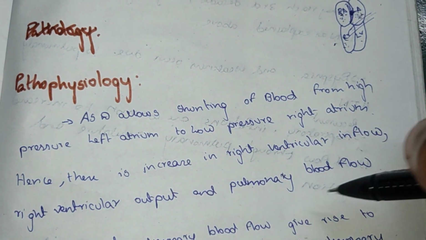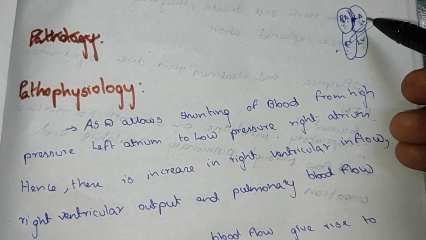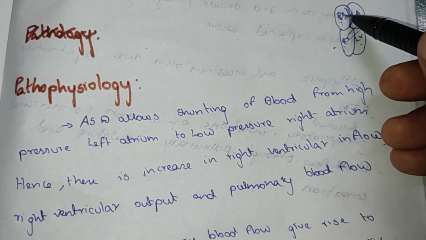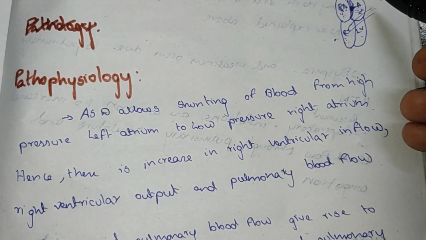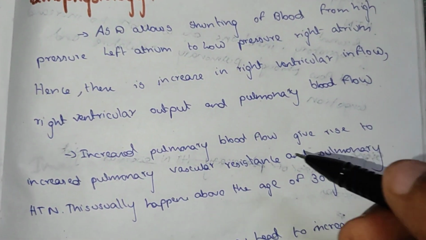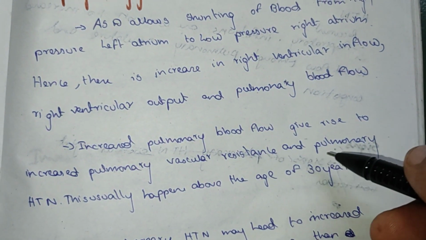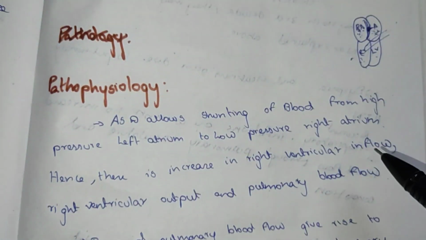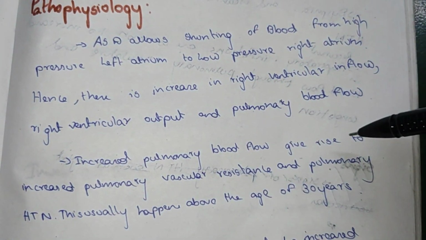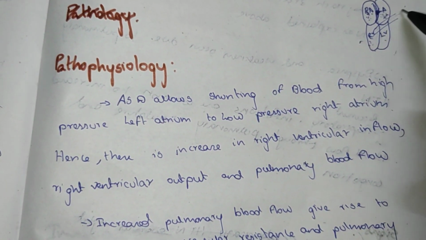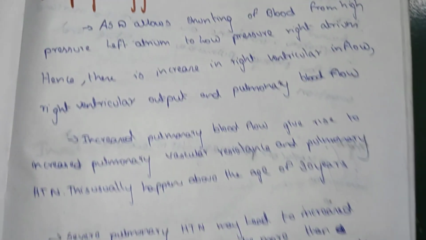The right ventricular output and the pulmonary blood flow are also increased. From the right atrium to the right ventricle, there is pulmonary outflow, and the blood flows out to the lungs. Increased pulmonary blood flow gives rise to increased pulmonary vascular resistance and pulmonary hypertension. This usually happens above the age of 30 years.